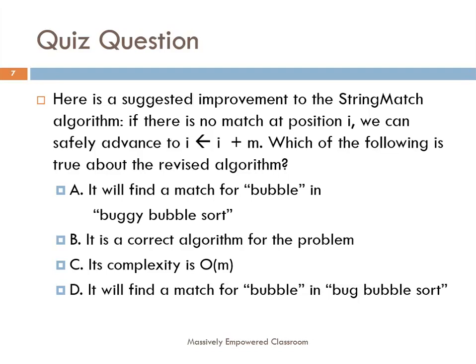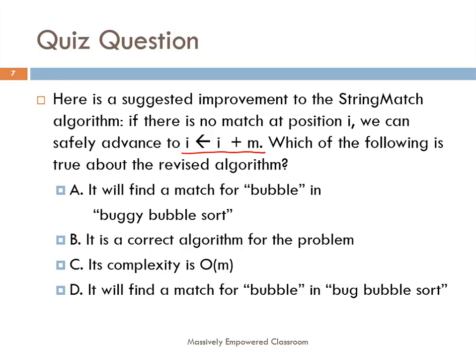So here is a question. Let's say we make a small improvement to the string match algorithm. We don't know if this is a good one or a bad one. Let's try it anyway. If there is no successful match at some position i, instead of advancing by 1, instead of doing i equals i plus 1, what if we did i equals i plus m? So we jump m steps. That is, the length of the pattern is how much we jump whenever there is an unsuccessful match. Then what happens? Which of the following statements is true?